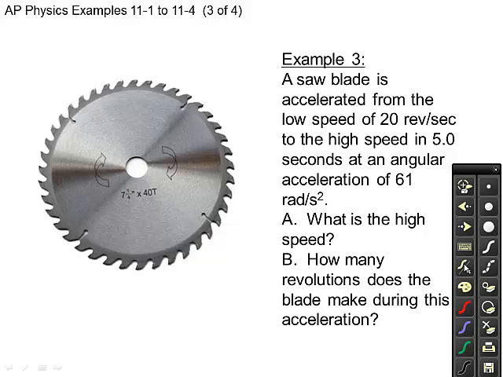Saw blade accelerated from the low speed of 20 revolutions per second to the high speed in 5 seconds at an angular acceleration of 61 radians per second squared. What's the high speed? And then, how many revolutions does the blade make during the acceleration?